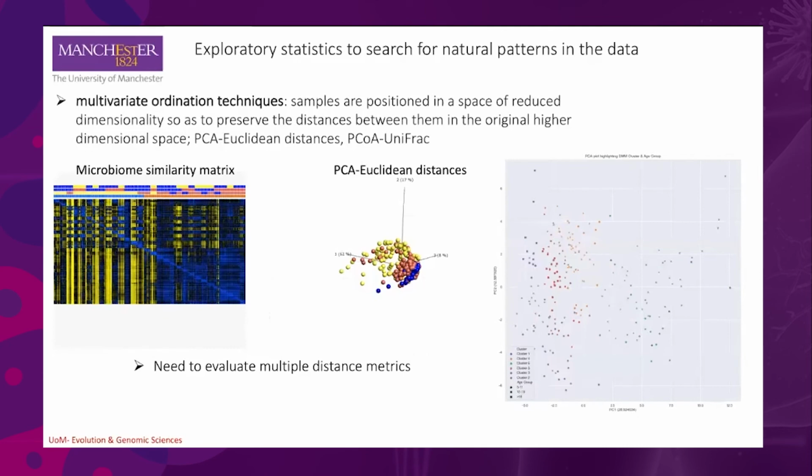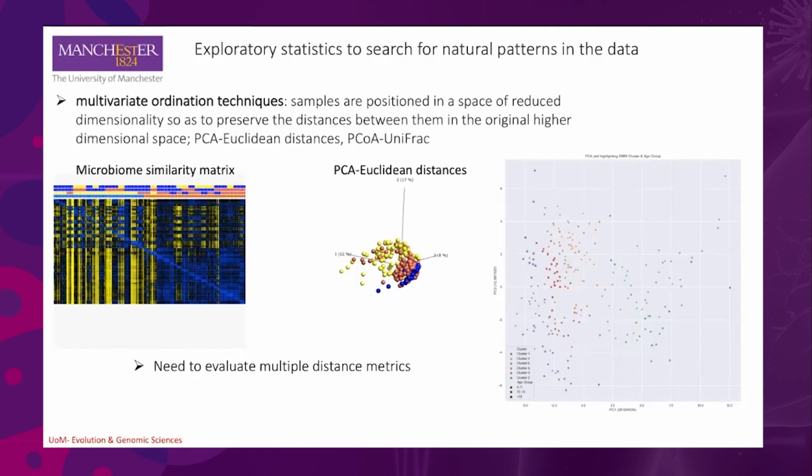In microbiome studies we use a lot of exploratory statistics in order to search for natural patterns in the data, and multivariate ordination techniques are number one, the method of choice. Samples are positioned in a space of reduced dimensionality, so as to preserve the distances between them in the original higher dimensional space. This is usually achieved by principal component analysis of Euclidean distances, or principal coordinate analysis of UniFrac or Bray-Curtis distances. Here I just have an example of the Euclidean distances.